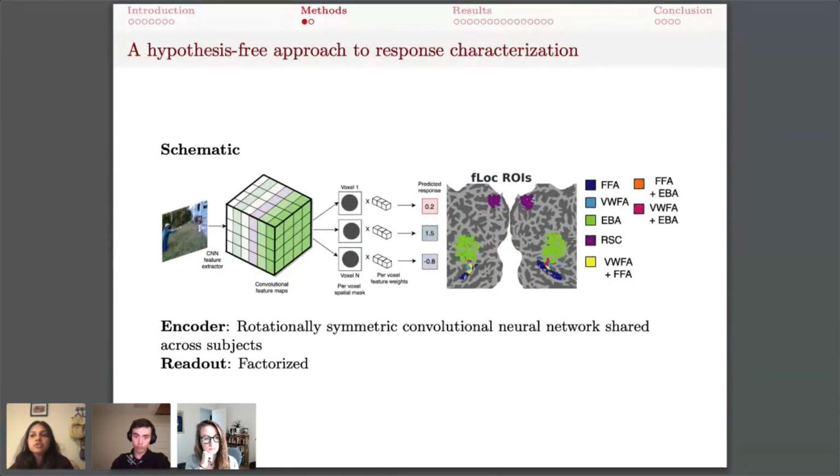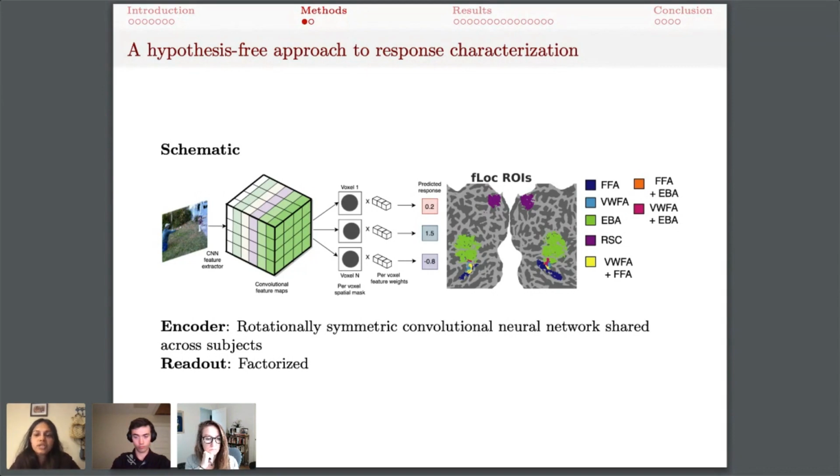So we optimized neural networks starting from scratch to predict the recorded activity in the voxels of a given ROI. And we focus on modeling voxel level responses in 4 visual category selective regions: the fusiform face area, the extrastriate body area, the visual word form area, and the retrosplenial cortex, which is the place selective area. And we train separate models for each of these ROIs, and the network therefore learns to represent images in a way that is, hopefully, optimal for predicting the responses in these ROIs.